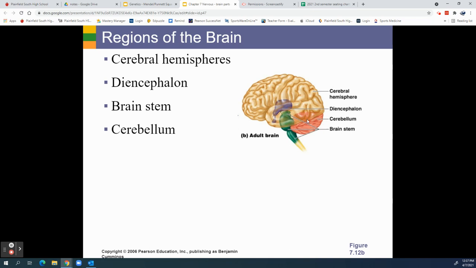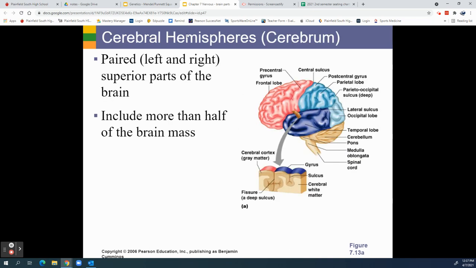And then there is the cerebellum, which to me almost looks like a walnut because of the little grooves and ridges in it that give it that appearance. But we're going to go through and talk about each one of these separately. So let's start with the cerebral hemispheres. There are paired parts of the brain, so there's a right and left. They include more than half of the mass of the brain. They're the largest section that we have, and they take up the biggest portion, and it's got most of our computing processes within that.